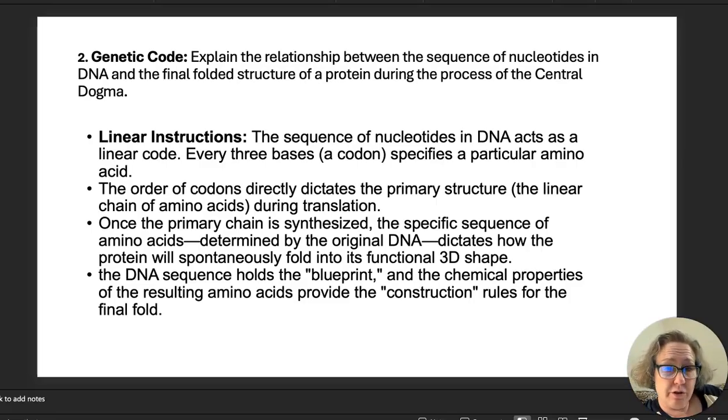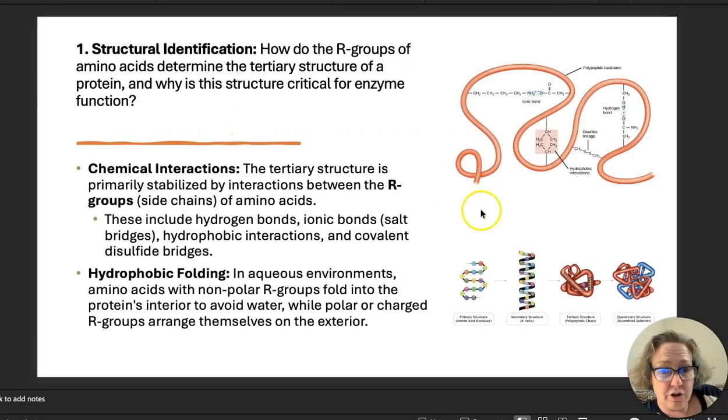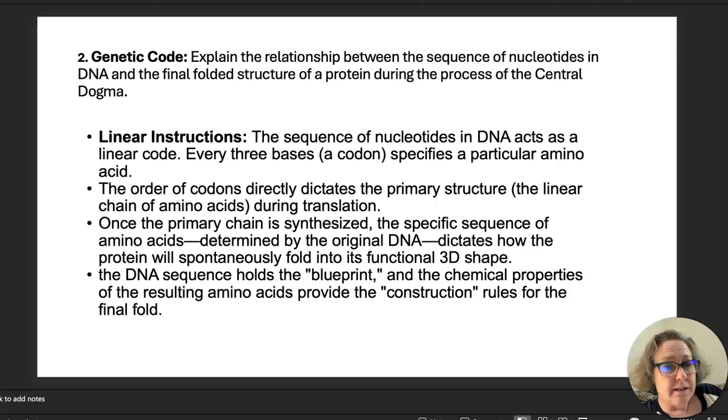Remember the sequence of our nucleotides in DNA and the final folding. So let's go back to this. Here's our sequence. The sequence of DNA gives you a sequence of amino acids. Those amino acids have codons. Those codons code for a particular amino acid. The order of the codons dictates the structure. Once the chain is synthesized, the specific sequence determines the amino acids in order, and that's sort of the blueprint. Remember, we said we're not going to just run away with the whole thing. It's a blueprint. It's a copy.